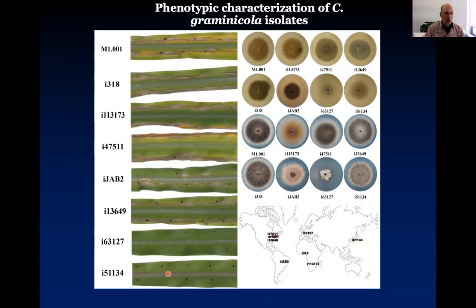And this slide just shows you the phenotypic diversity that we find in these isolates. Some are more virulent, or more aggressive, I should say, than others. They have larger lesions on the leaves. And over here, you can see the diversity in colony color and morphology and growth rate on oatmeal agar and potato dextrose agar. And this little map shows the distribution of the different isolates that we've been able to collect.